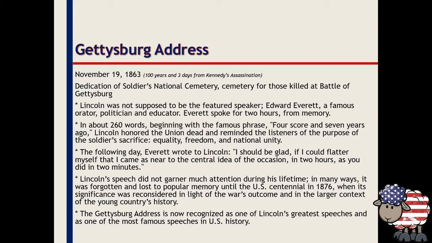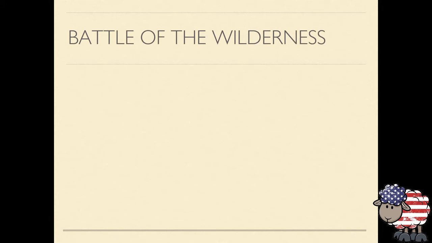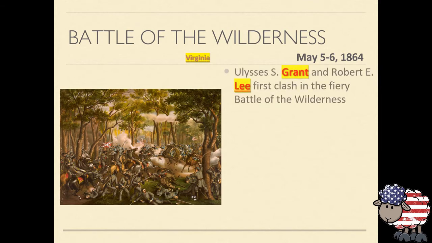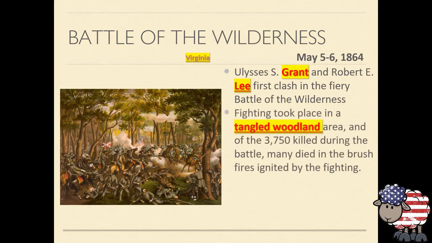Back to the Civil War. Into 1864, the Battle of the Wilderness took place again in Virginia, and you have the two titans of the North and the South leading the battles. You have Grant versus Lee. It took place in a tangled woodland area, hence the Battle of the Wilderness. 3,750 men are killed. Many died during brush fires caused by the fighting. So you have cannon fire actually catching the forest on fire, killing men.